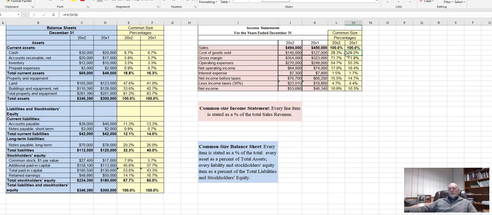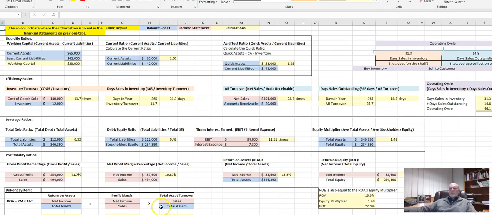So we've looked at a percentage change from one year to the next. We've looked at common size, which again puts everything as a percentage of the total for that year. And now we want to look at a few various types of ratios that help us to get a perspective of relationships between significant items in the financial statements.